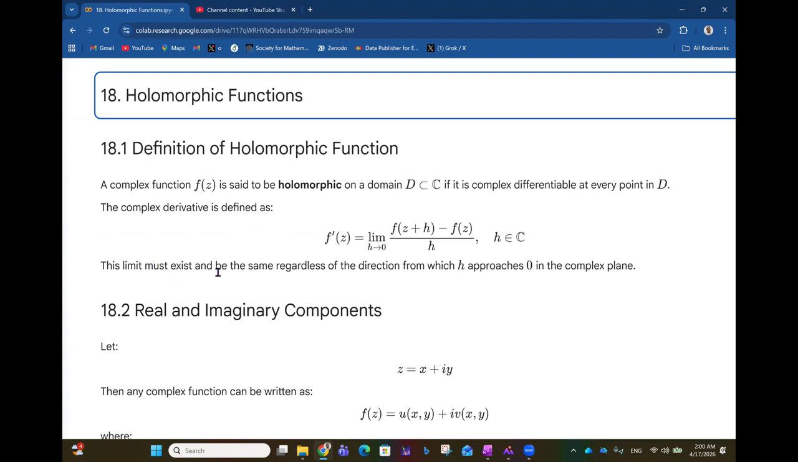This limit must exist and be the same regardless of the direction from which h approaches 0 in the complex plane. In a previous video under complex differentiation, we saw that differentiability in the complex plane is not as straightforward as in the real domain, because we have to consider different paths: the real path x, the imaginary path y, and sometimes even when x is equal to y, when x is equal to y squared, or when y is equal to x squared, depending on the function we are considering.